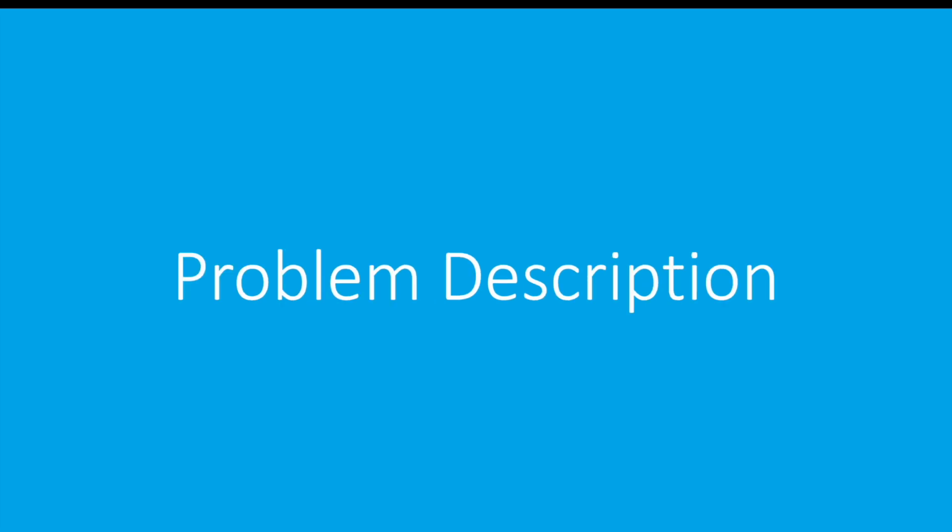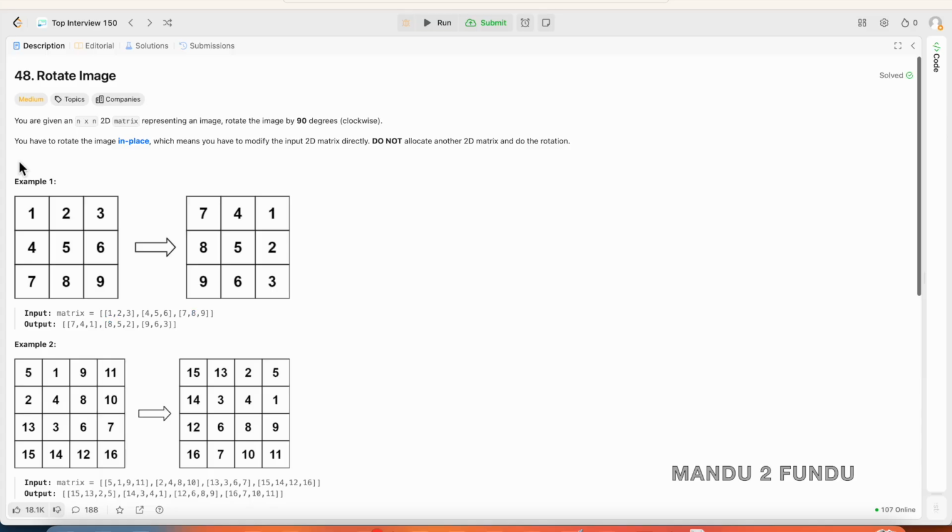In this video, I'm going to discuss the solution for rotating an image by 90 degrees. Let's look at the problem description. We are given an n by n 2D matrix representing an image. We have to rotate that image by 90 degrees in the clockwise direction. And also we have to do that rotation in place. We should not allocate additional space to store the rotated image.